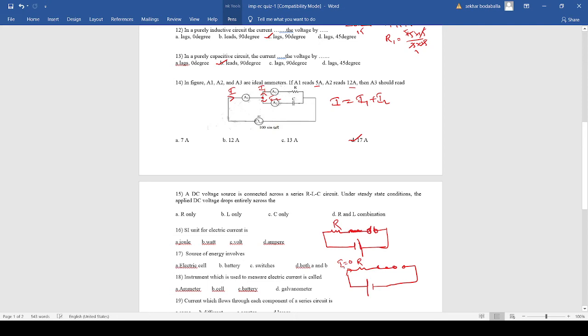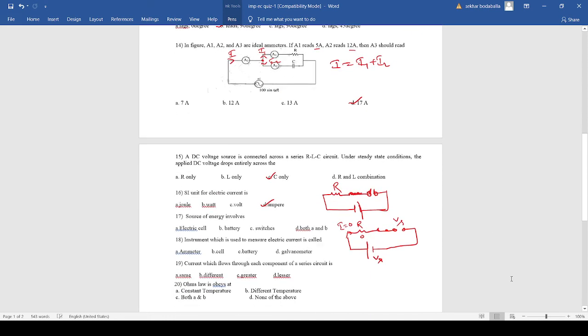So the voltage across R is I multiplied by R. 0 multiplied by anything will become 0. So the entire voltage which is given by this source will come across the capacitor. So C only. So option C is the correct answer. 16th question. SI unit for electric current. Already everyone knows this. So SI unit for current is ampere. Source of energy involves. So source means battery and electric cell, both are sources of energy. So both A and B is the correct answer.